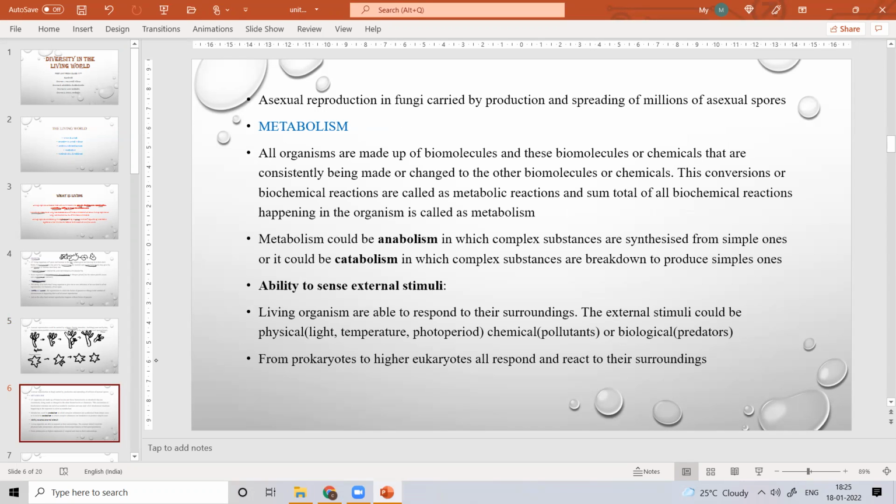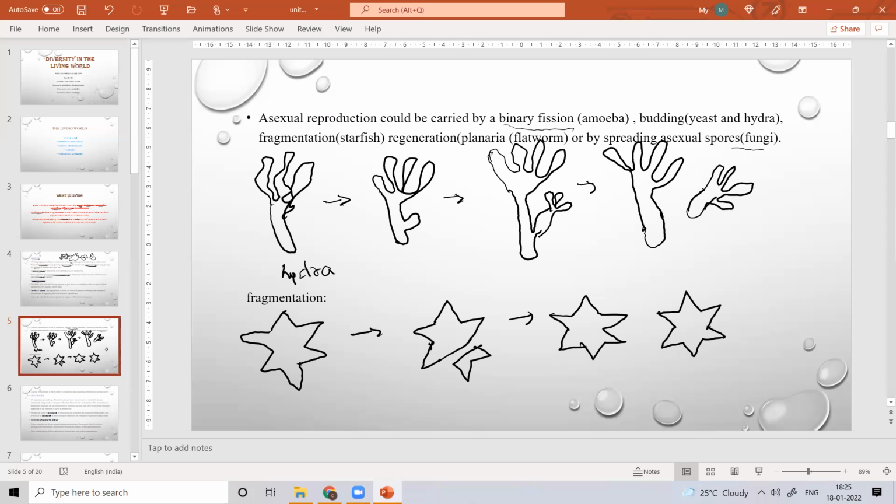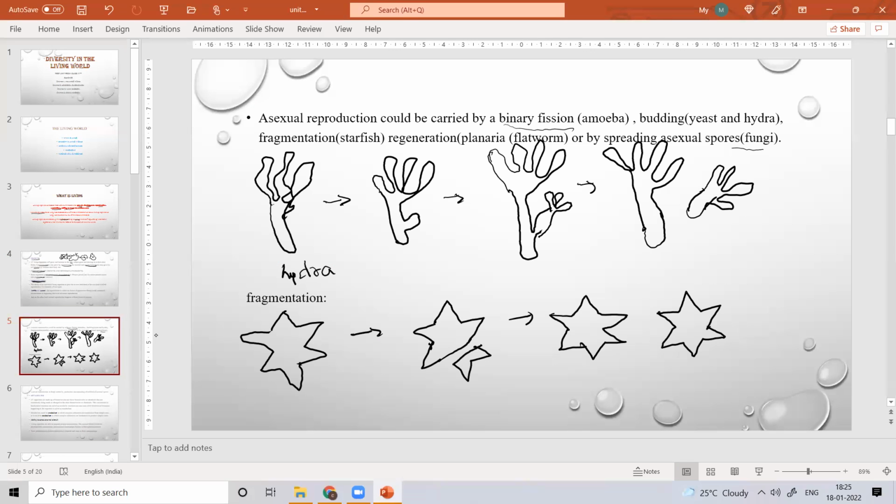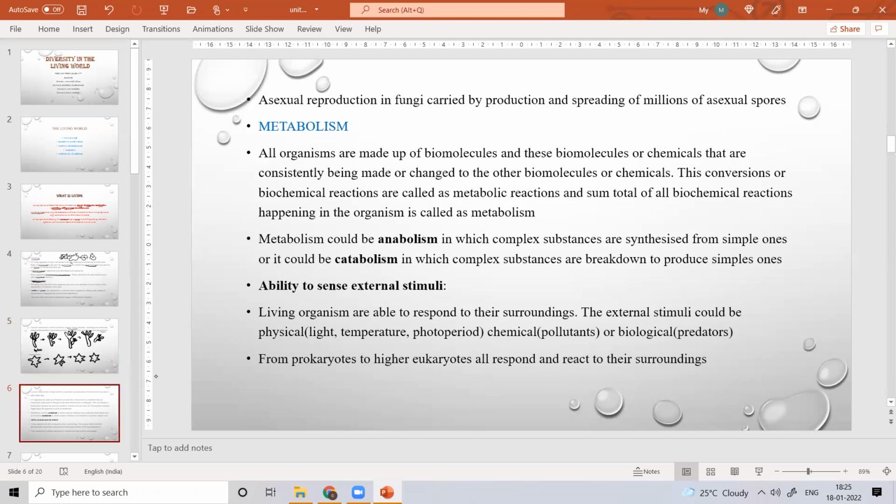So the next form of reproduction is asexual reproduction. So far we discussed asexual and sexual reproduction. We have taken the example of hydra, and for fragmentation, we have taken the example of starfish. So the next character that will be possessed by living organisms is metabolism.